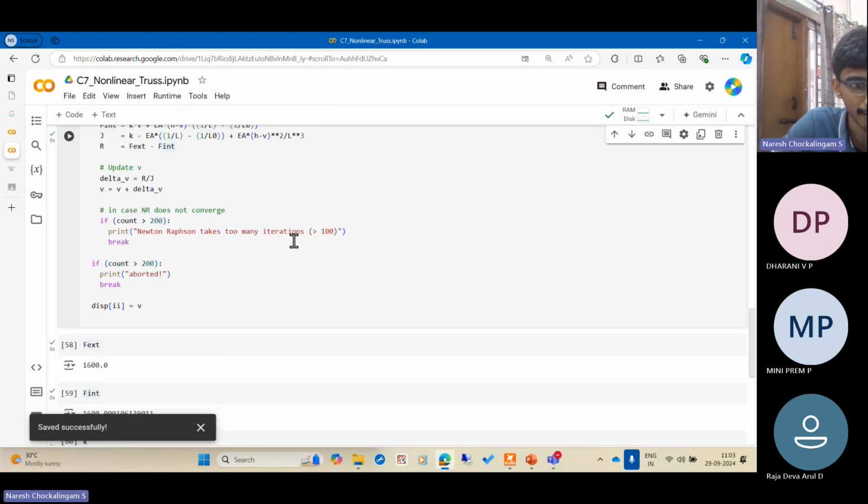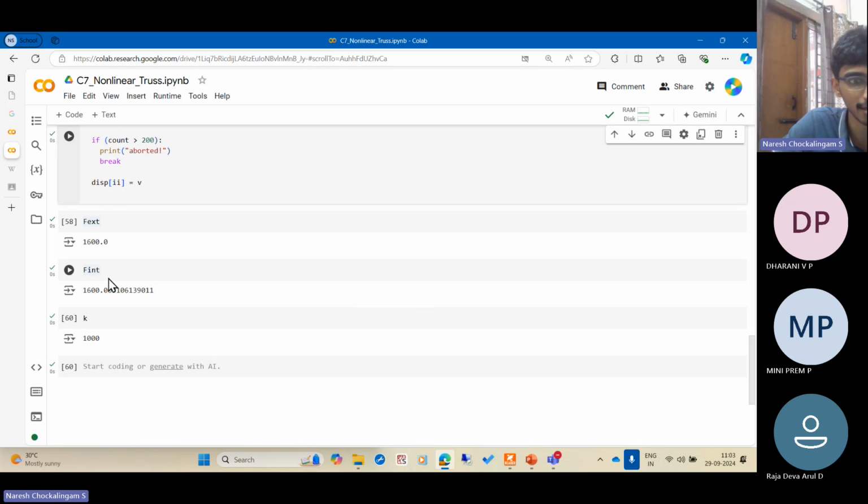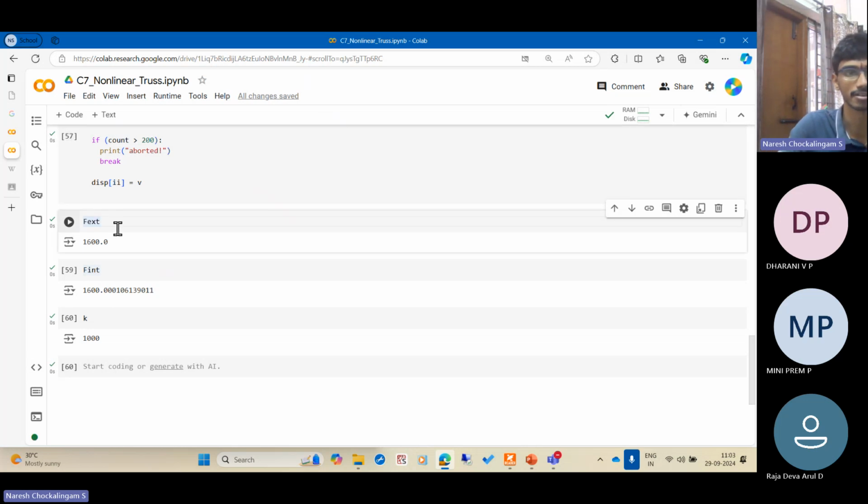Okay, now there's no error. So F external and F internal, they are very close. F external is 1600. That's what we wanted the simulation to run to. And F internal is 1600.001. So it's okay. It has converged. Now we can plot it.